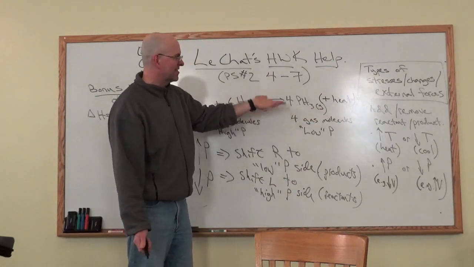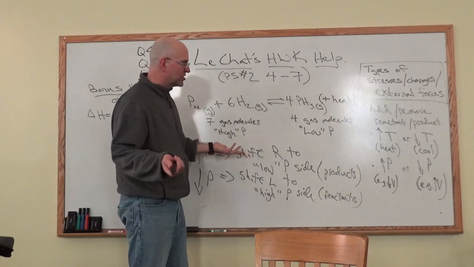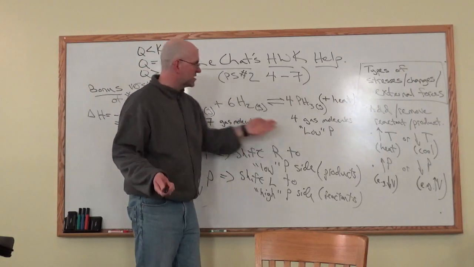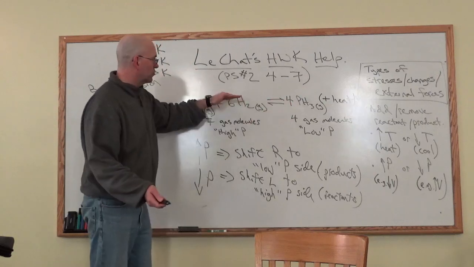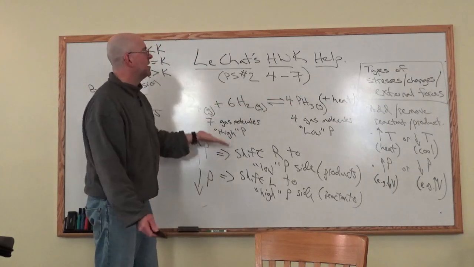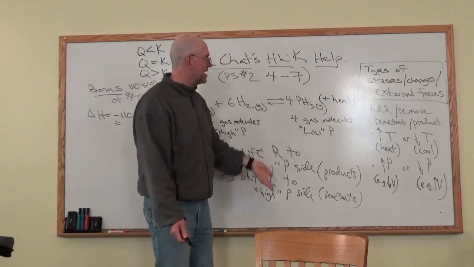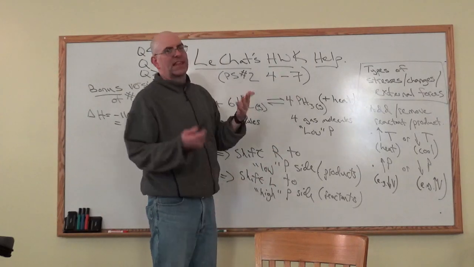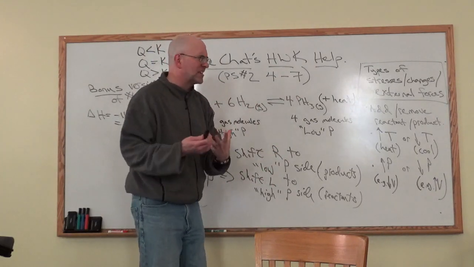Adding and removing reactants and products is basically the same for any reaction. You remove a product, it shifts to the right. You remove a reactant, it shifts to the left. You add a reactant, it shifts to the right. You add a product, it shifts to the left. You want to just kind of piece all this together.